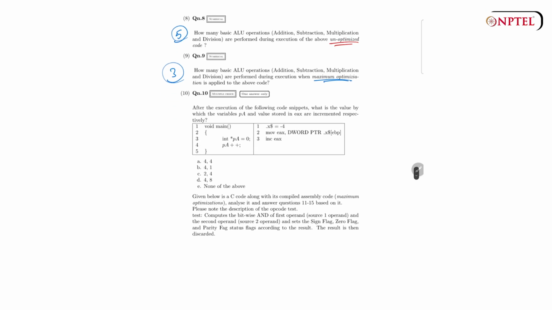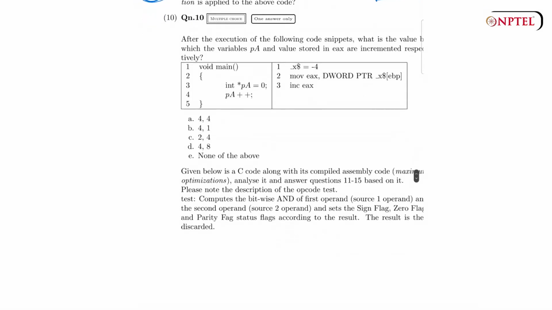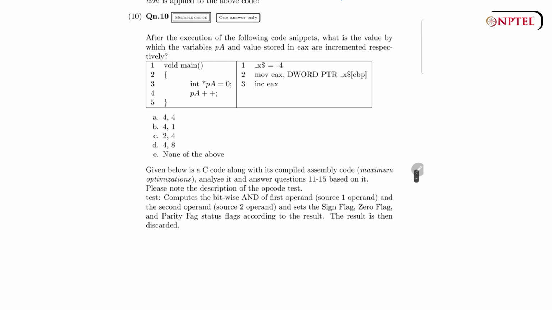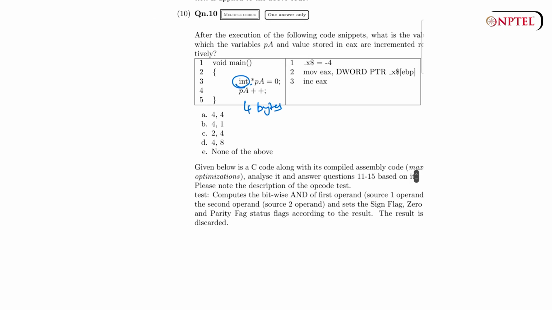Alright. Let's go to the next question. After the execution of the following code snippets, which is the value by which the variable PA is incremented? Okay, the first question says, let's consider them separately. You have int star PA equal to 0. So since it's an integer and it's a pointer, an integer is basically 4 bytes. And if I'm doing pointer arithmetic, which basically means pointing to the next element, I need to skip over 4 bytes, or basically increment 4 values. So the left side needs an increment of 4.